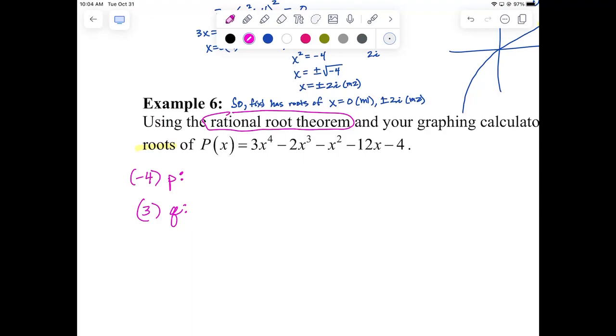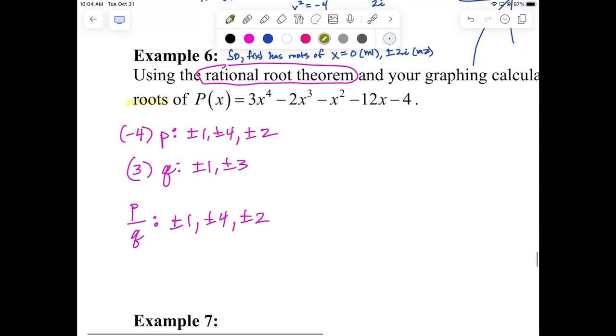So let's list the factors of the constant first, on the top. That's plus or minus 1, plus or minus 4, and plus or minus 2. The factors of the leading coefficient are q. That's plus or minus 1, plus or minus 3. So the possibilities now in the form p over q are as follows. Plus or minus 1 over 1, plus or minus 4 over 1, plus or minus 2 over 1. So it's just those 6 right there.